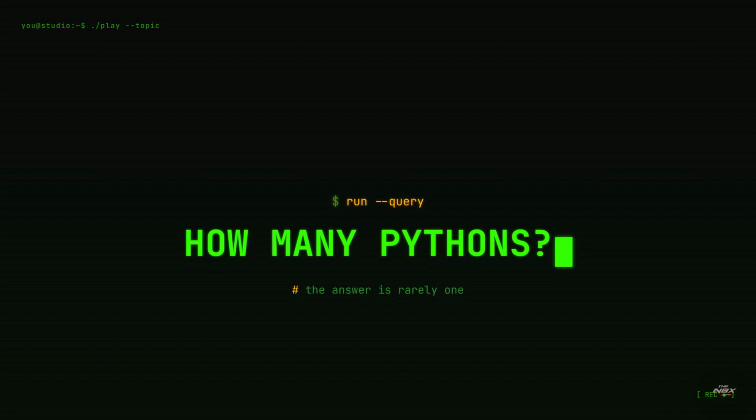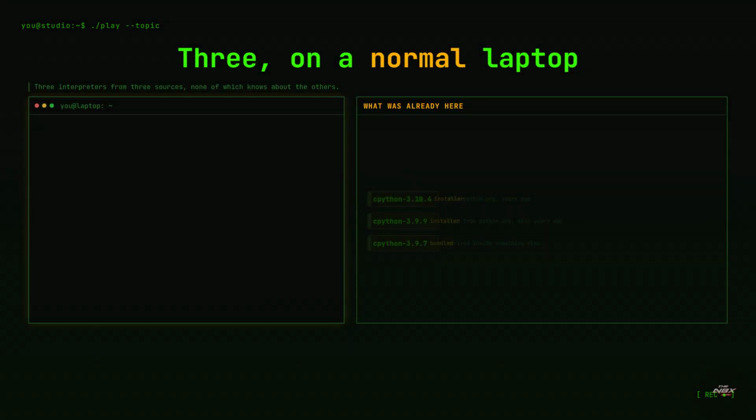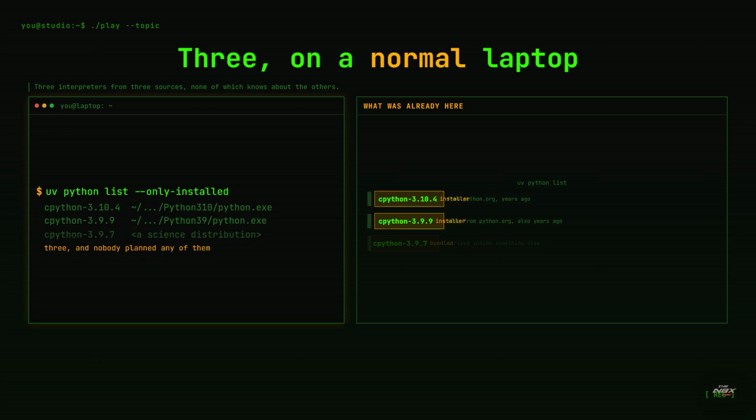How many Pythons are on your laptop right now? Most people guess wrong. I asked this machine and the answer was 3. One from an installer years ago, one from a science distribution, and one that came with the operating system. None of them knew about the others. That's a completely normal laptop, by the way.